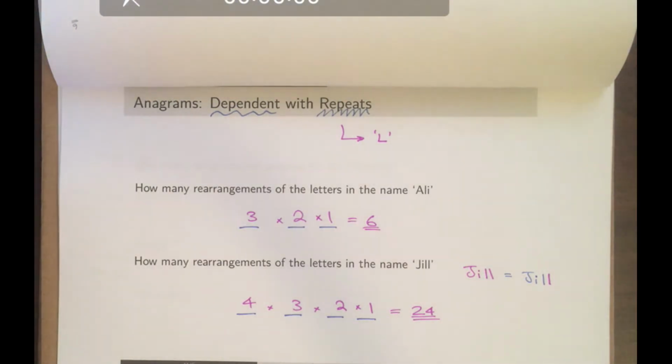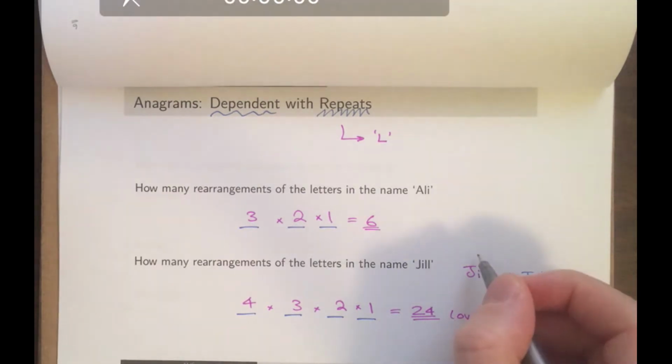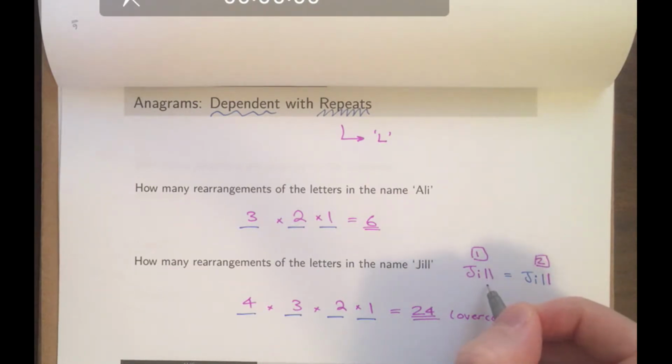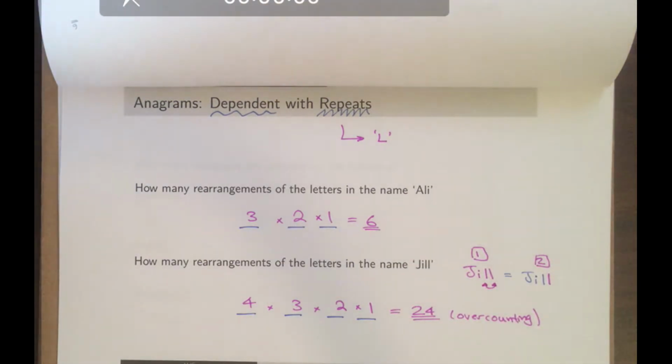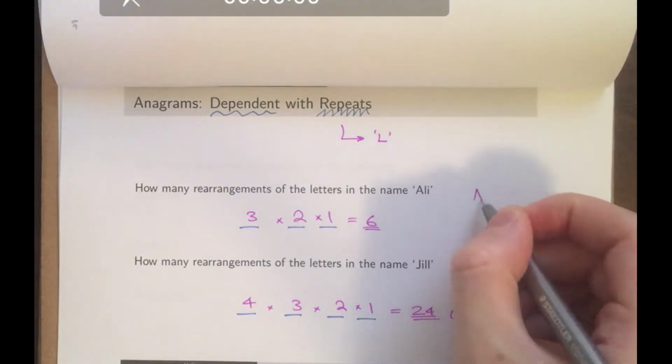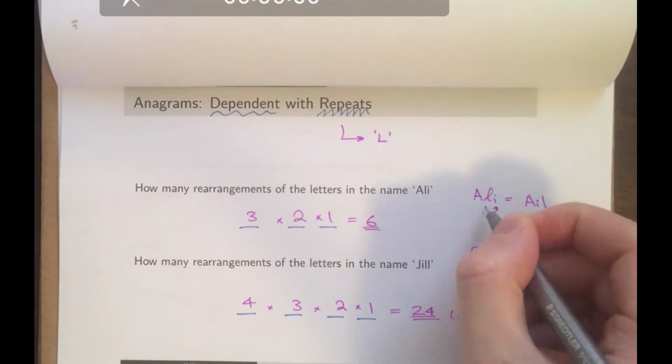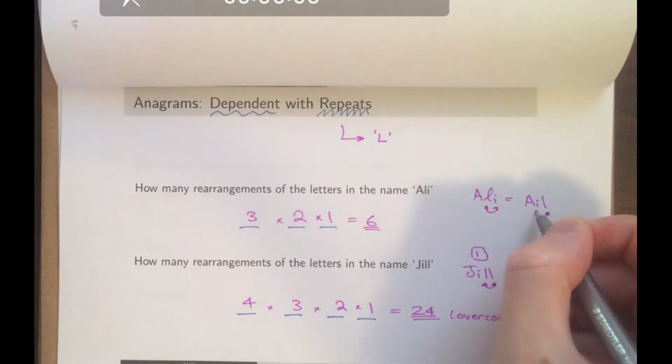So if you did this, 4 times 3 times 2 times 1, it's called overcounting. I'm counting Jill twice. I'm counting it once here, and the second time here, and in the second time, all I've done is switch the two L's. So if I just do strict mathematics, I've double counted the word Jill. I've switched the last two letters, but I haven't really gotten a new anagram. If I switch the last two letters of Ali, I get Ale. It actually works. So the math doesn't know that these last two letters are the same.